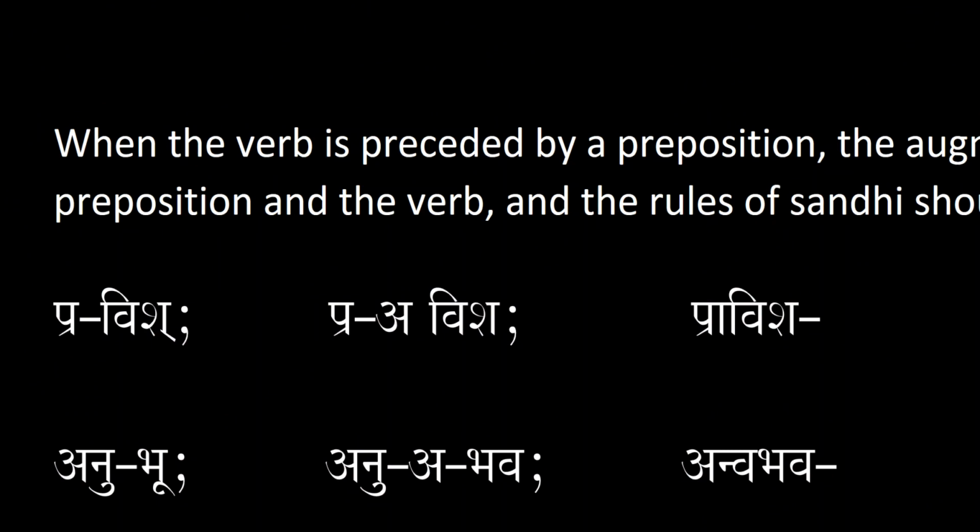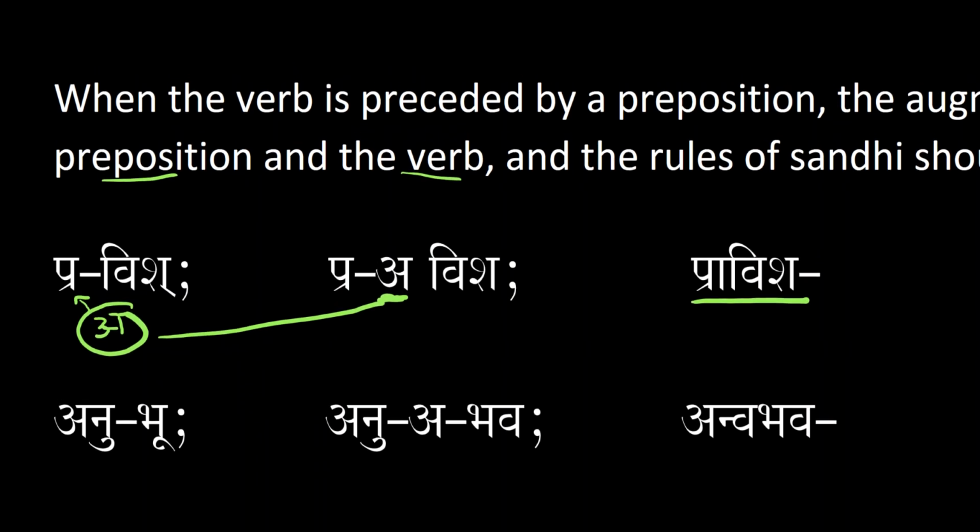In pravish, there is an 'a' in the pra. So the augment has to be inserted between the preposition and the verb. So in this second column here, that's what you're seeing, that the 'a' is being inserted between the pra and the vish. So the vowel sandhi needs to take place. So this 'a' plus this 'a' equals 'a'. So that's how you end up with pravish.